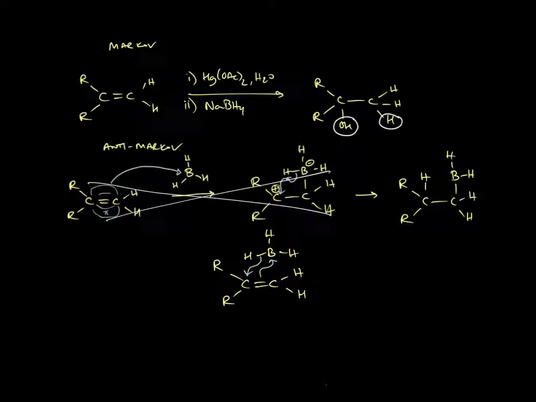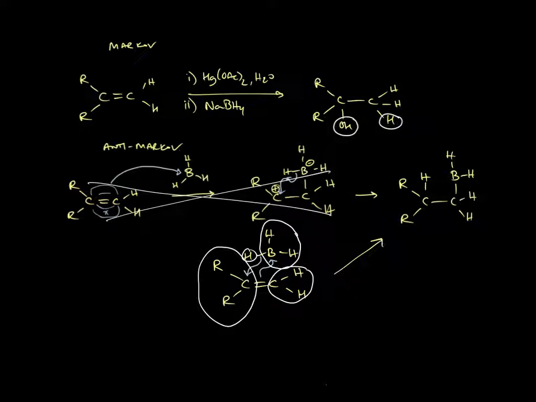So you can also think about this in terms of kind of the big part of the BH3 goes with the little part of the alkene. The big part of the alkene goes with the little part of the BH3. Just another way of thinking about it. And so what we would get from that would be that we would have a BH2 attached on the right and an H attached on the left.